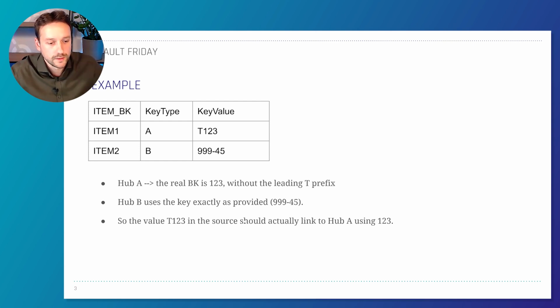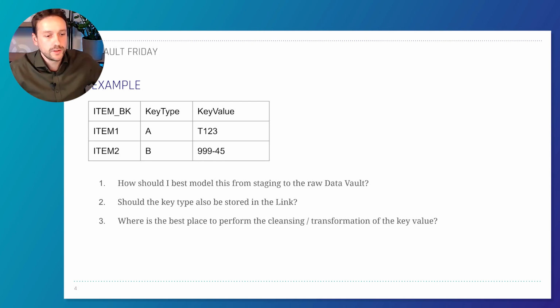And what else? The value T 1 to 3 in the source should actually link to hub A using 1, 2, 3. So we have a kind of business logic here that we need to apply. And there are 3 questions delivered. First, how should I best model this from staging to the raw data vault? Second question, should the key type always be stored in the link? And last but not least, where is the best place to perform the cleansing transformation of the key value?